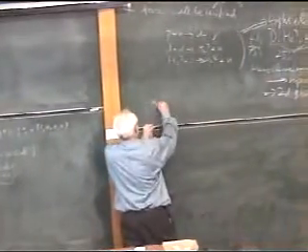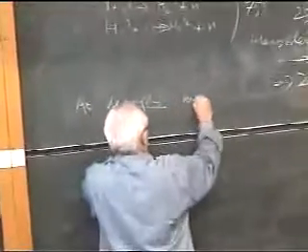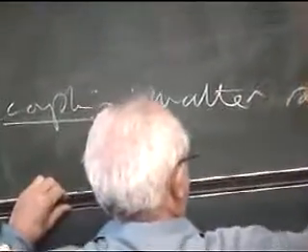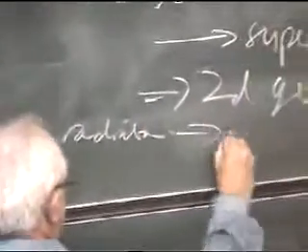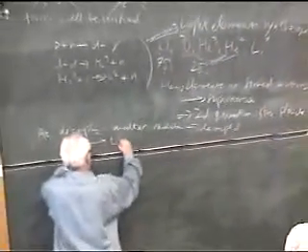So this is at what is called decoupling. Why decoupling? Because at this time, the matter and radiation, which were in equilibrium, are now decoupled, and so the universe becomes transparent.